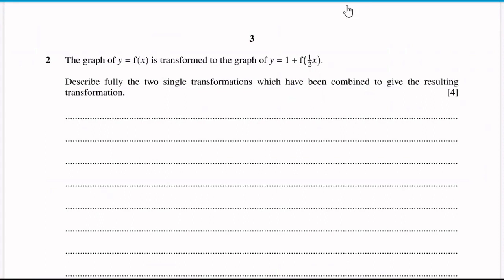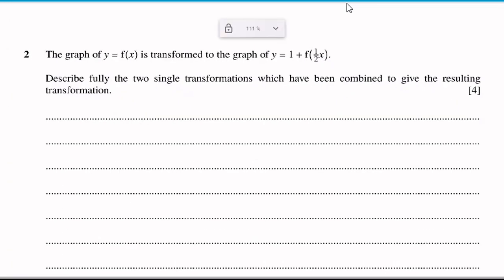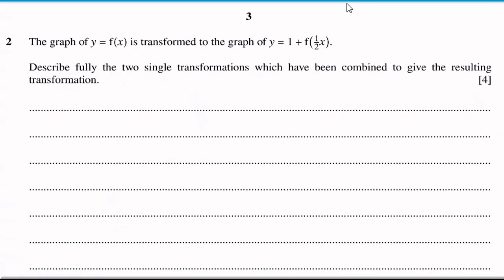Okay, so we will look at the questions for the transformations together, yeah? Let's look at the first question here. This is the graph of f(x) that is being transformed to the graph of 1 plus a f of a half x. Describe fully the two single transformations which have been combined to give the resulting transformation.